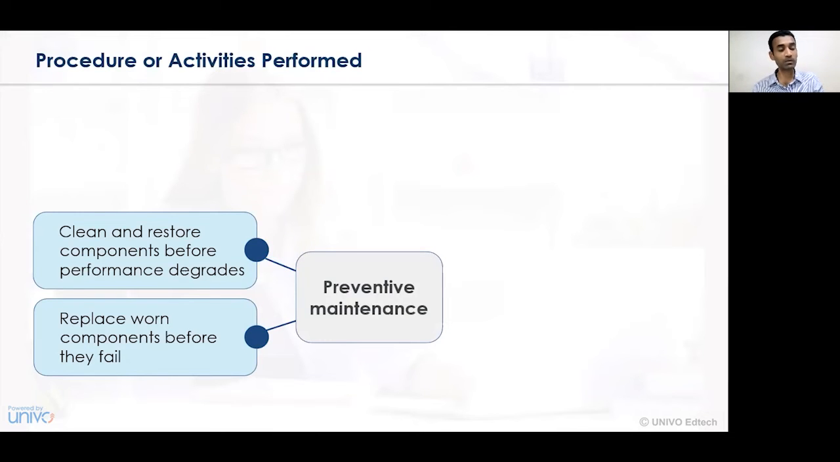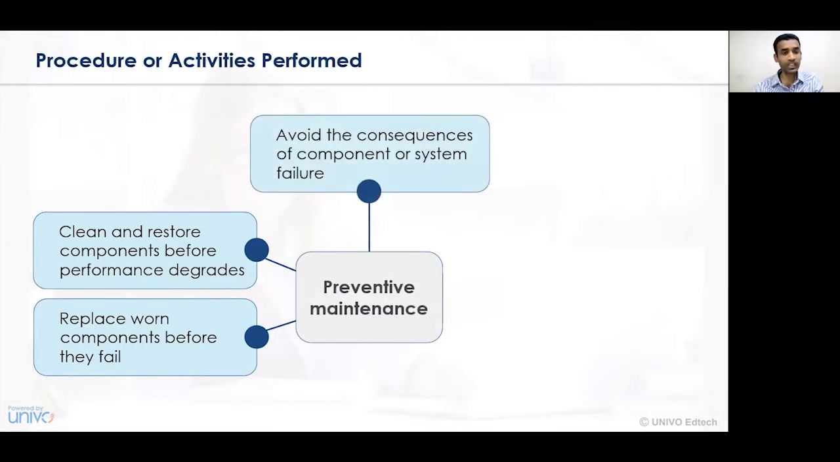That is the proper upkeep and maintenance of the machinery, and cleaning of the various places in the business organization or the manufacturing unit. It must be cleaned and restored before the performance of that particular machinery or activity gets degraded. So before degradation, we must take measures for restoration and cleaning. The next activity is avoiding the consequences of component or system failure. We must try to avoid failures and decide what measures need to be undertaken to avoid them.